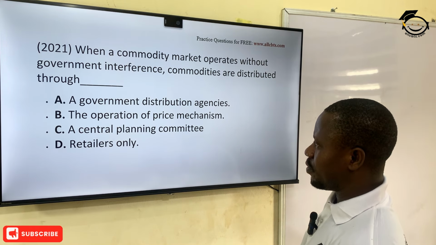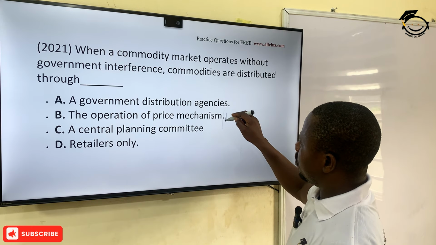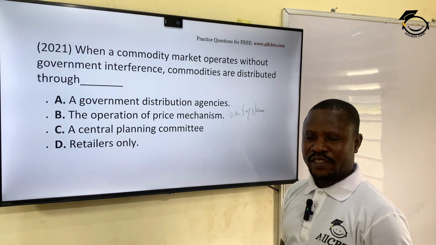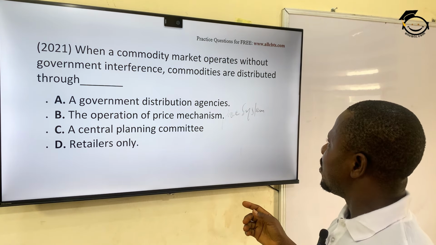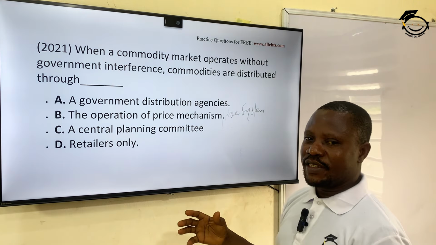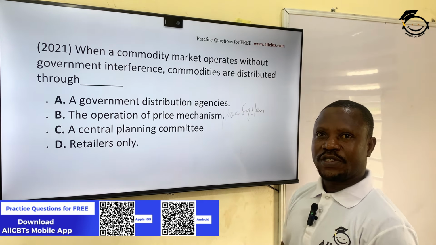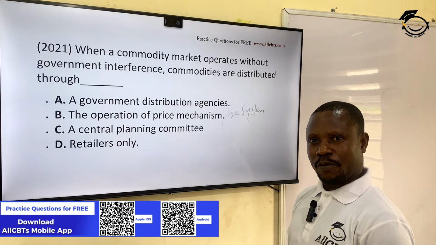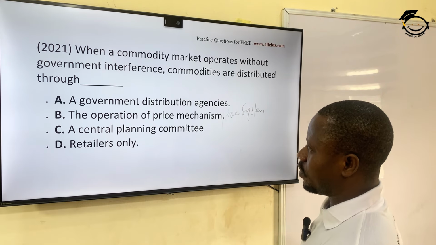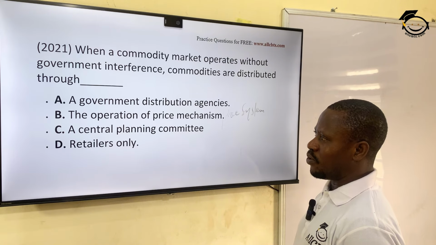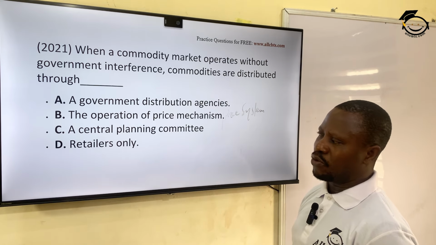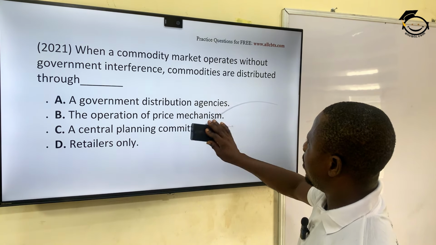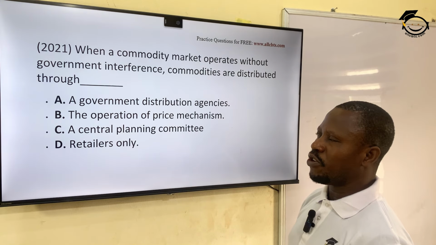The operation of price mechanism. What is price mechanism? Another name for price mechanism is price system, which means not fixing price, but allowing the price to be fixed by the interaction of the forces of demand and supply. So you don't fix price. That's price mechanism. C, a central planning committee. Why are you planning? Central planning has to do with government control and regulation. What does that have to do with this? So the correct answer is when you leave it for the operation of price mechanism.